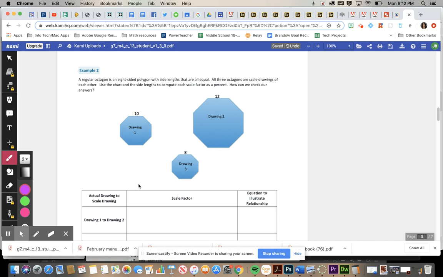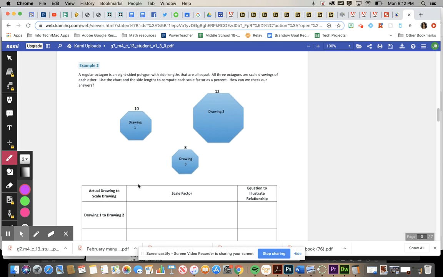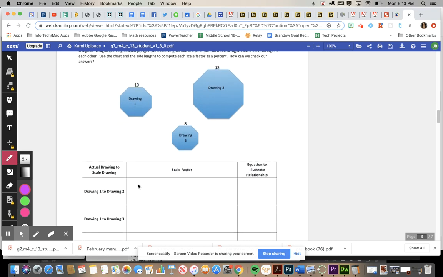All right, example 2. A regular octagon is an 8-sided polygon with side lengths that are all equal. All 3 octagons are scale drawings of each other. Use the chart and the side lengths to compute each scale factor as a percent. How can we check our answers? So if we look at this, each one of these boxes has the drawings that we want to use.